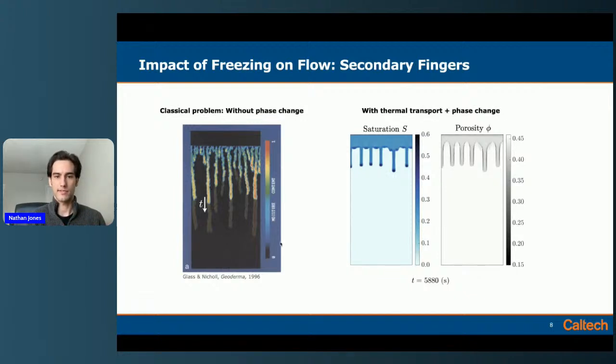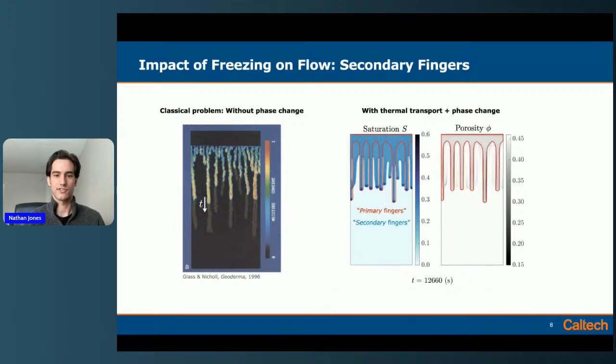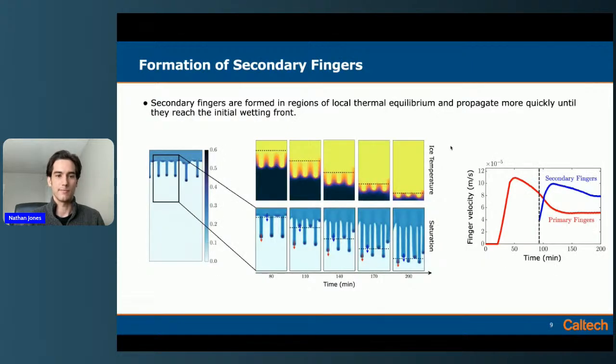But we find that with the introduction of phase change, that isn't necessarily true. So here's the start of a simulation. If I play this video, you can see that in between these primary fingers, new secondary fingers, as we call them, pop up. Just for semantics, those initial fingers, where you can see most of the phase change happening, are what we call the primary fingers. And these new ones that happen after the fact are what we denote the secondary fingers. And so why might we care about this?